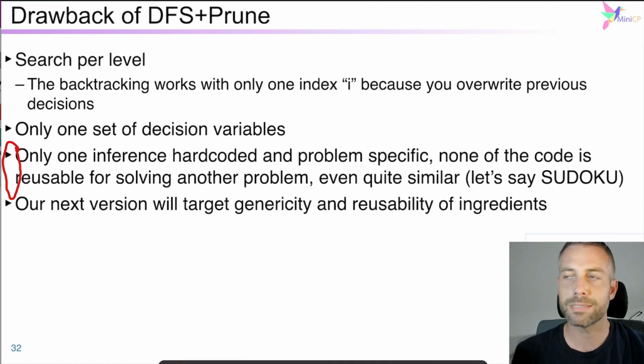In the next version of our implementation, we will really aim at doing something that is very generic, in which you can reuse all the ingredients as if it was a library. And we will call that a constraint satisfaction problem solver.